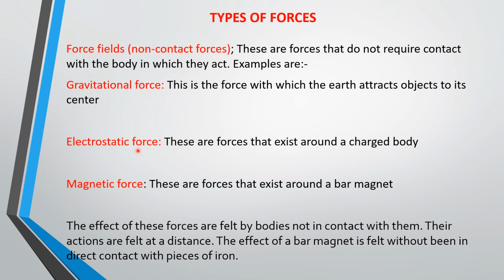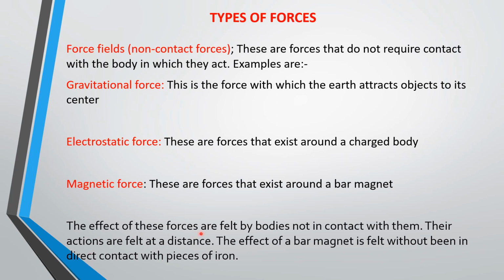We also have electrostatic force. These are forces that exist around a charged body. We are going to discuss this later in another class. So electrostatic force is also a non-contact force. Then you also have magnetic force. These are forces that exist around a bar magnet. For a bar magnet to attract a piece of iron, it does not need to actually be in contact with that piece of iron. Merely bringing the bar magnet close to the iron, it will attract the iron to itself. So this is an example of a non-contact force that you see every day around you.